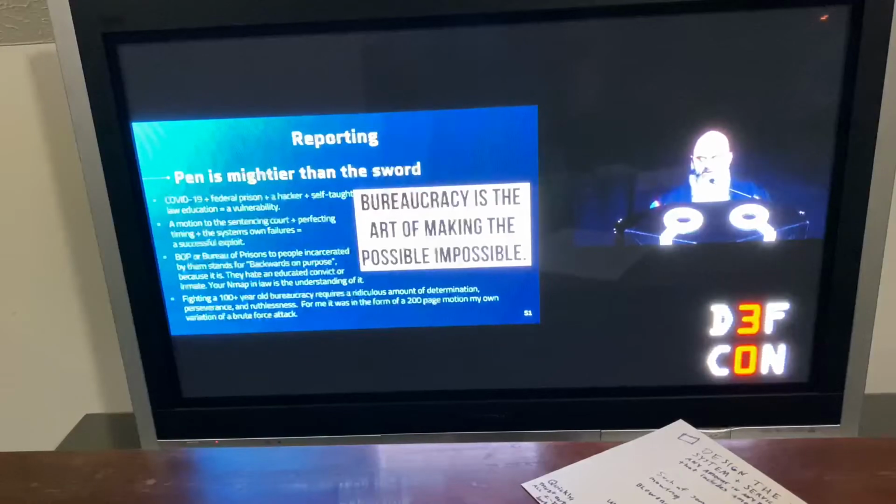Out of prison, they have a thing called compassionate release. If you can prove that there's a danger because of your health, then you can apply for compassionate release. And I did. I wrote a 200-page motion and I mailed it in to the federal court. That was essentially my brute force attack on the federal courts, and it worked. They released me.